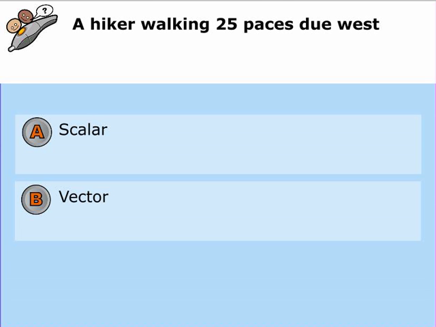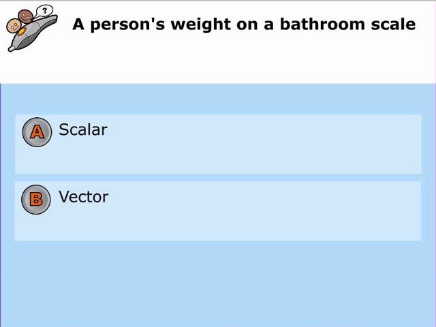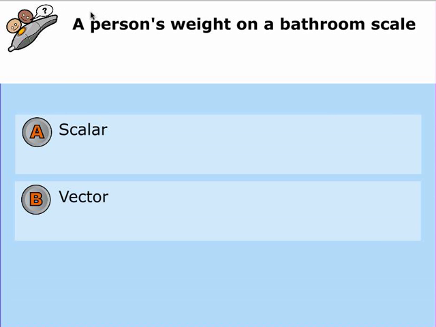Okay, a hiker walking 25 paces due west. Scalar or a vector? The answer is a vector, because once again that had magnitude and it had direction. A person's weight on a bathroom scale. Scalar or a vector? We'll see how you do on this one. The answer is B. This is why it is a vector as opposed to a scalar: because it's a force, and you're getting a downward force exerted from gravity.